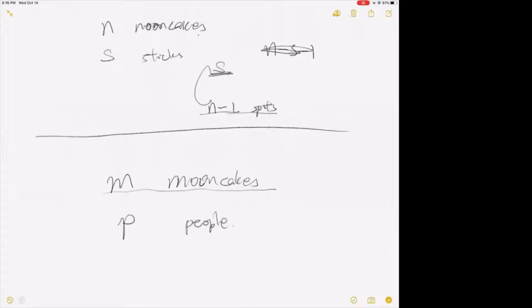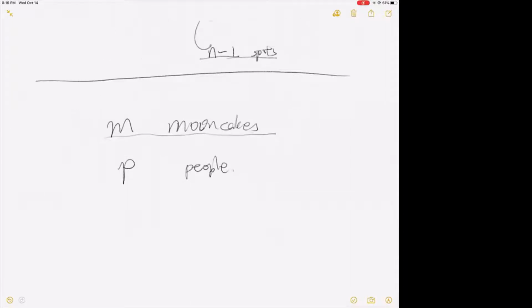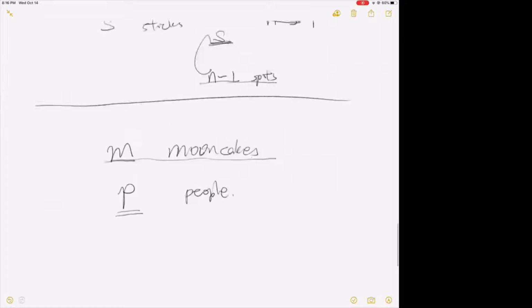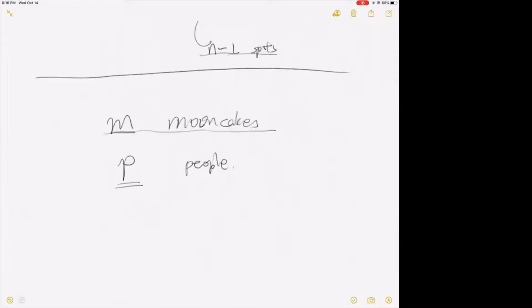No, actually, it's related, so you don't have to draw that line. Yeah, that's fine, keep going. I'm just trying to make the notation straight. We have M mooncakes and P people. Actually, the S is the same. Well, the first one is S sticks, and here I'm saying we have P people. I'm saying that it's a different case, but it has some of the same variables.